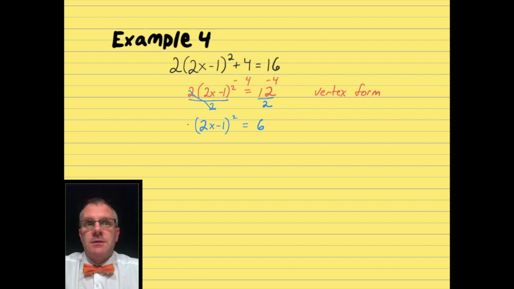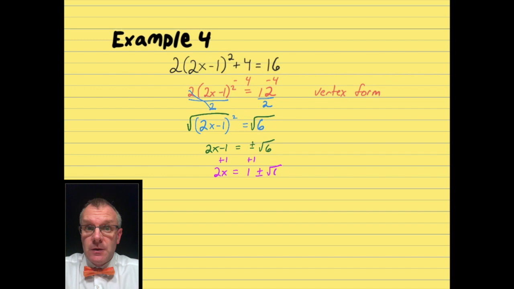Square root both sides. 2x minus 1 equals plus or minus 6. Excuse me, plus or minus the square root of 6. Inverse operations again: add 1 to both sides of the expression. So we end up with 2x equals 1 plus or minus the square root of 6. I divide both sides by 2. Final answer coming in at x equals 1 plus or minus square root of 6, over 2. And that looks a lot like one of the answers we get from the quadratic formula.